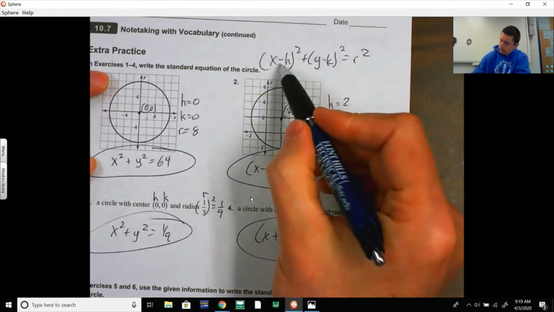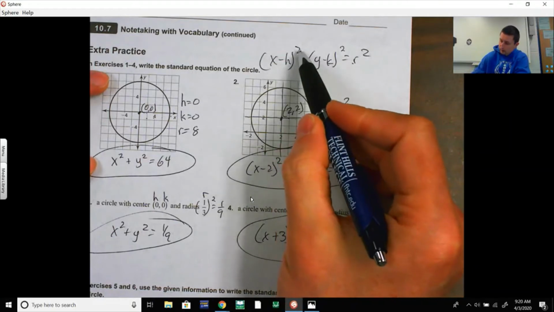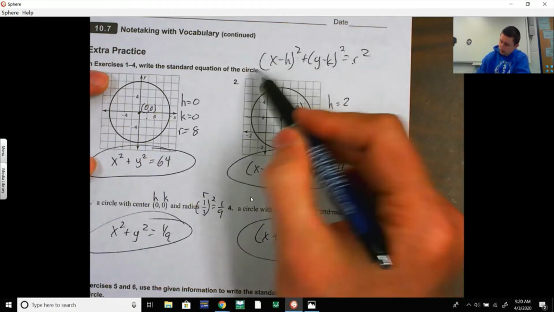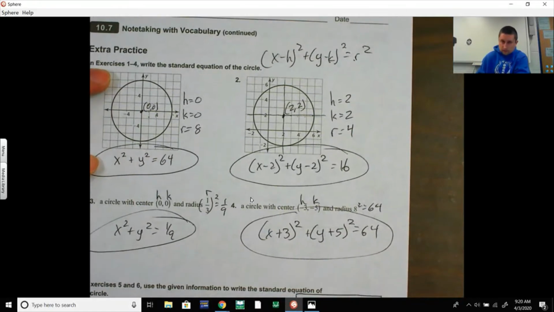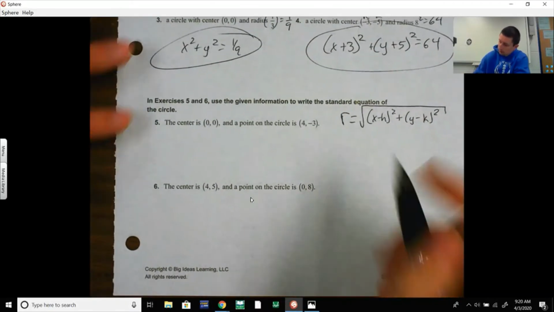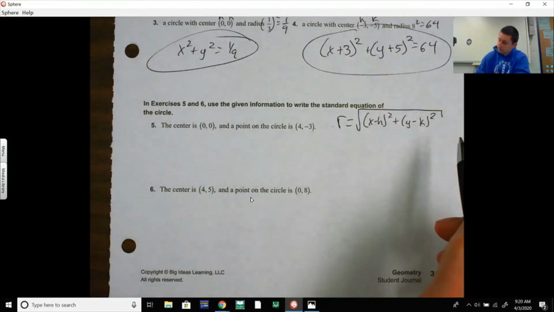If I take this standard equation, and if I want to solve for r, I need to know what (x − h)² is and (y − k)² is. So I have to take the square root of both sides. So r is the square root of (x − h)² + (y − k)².